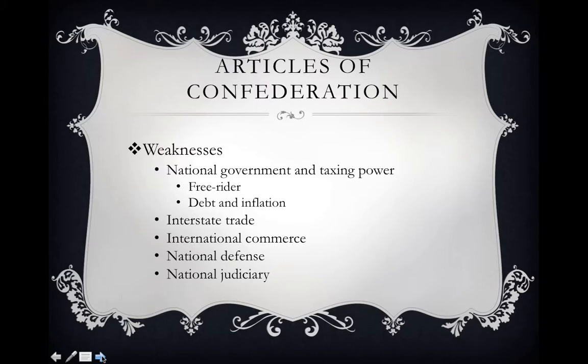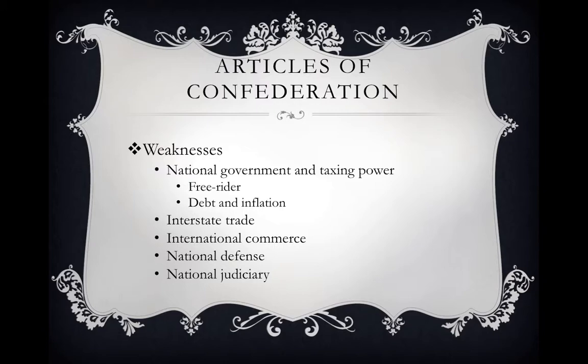So remember that those are the weaknesses: the national government was a weak national government, and it lacked taxing power. Now some people might think that that's a good thing, but when you have debt that you have to deal with, remember, we fought a war of independence, and we borrowed money. Both the Continental Congress borrowed money, and the individual colonies that became states borrowed money. So the ability of government to pay that debt off was very important.